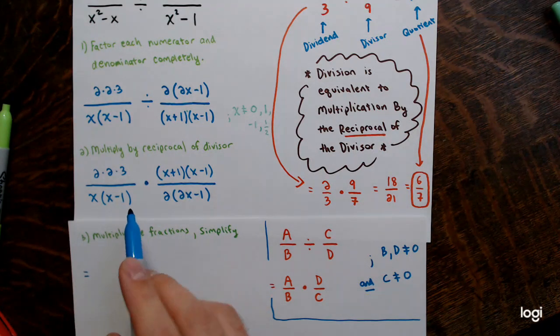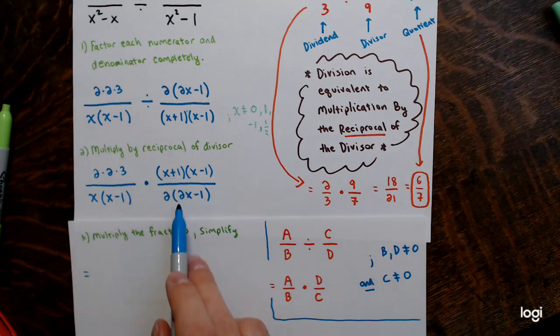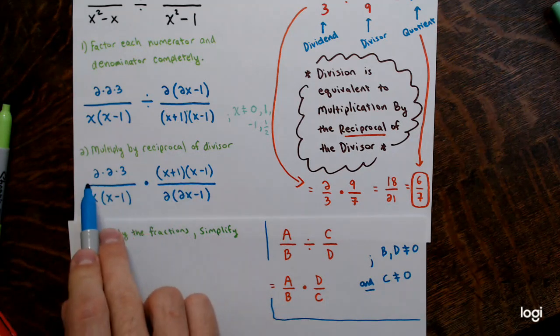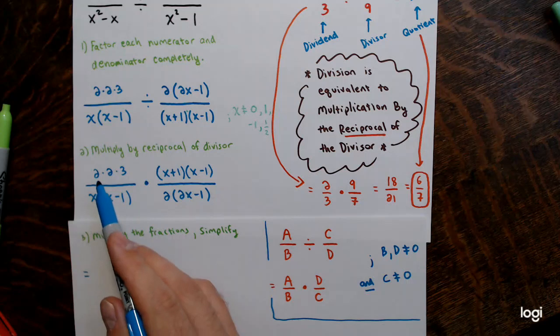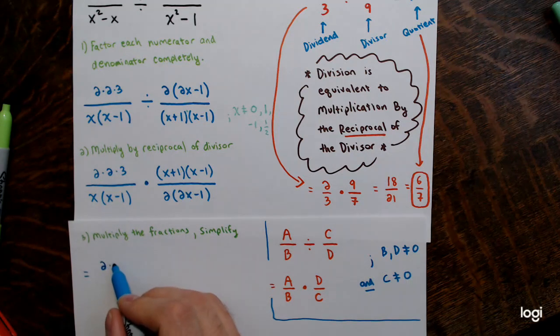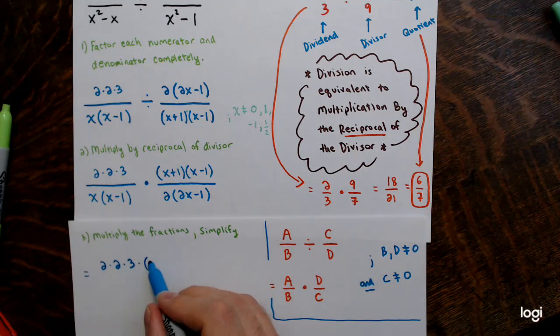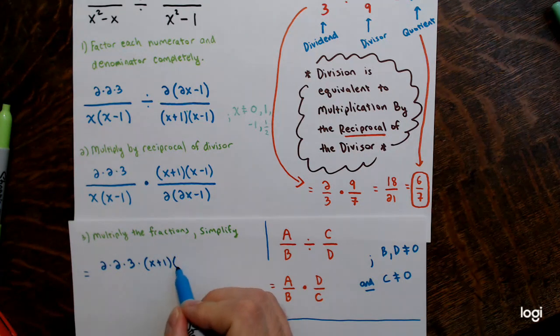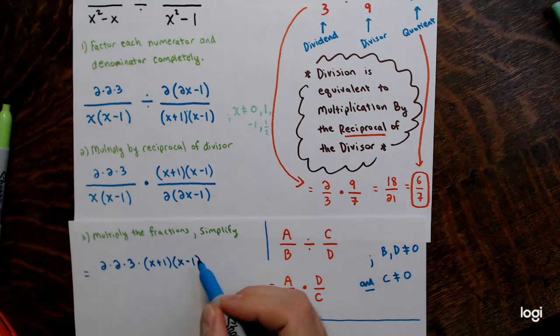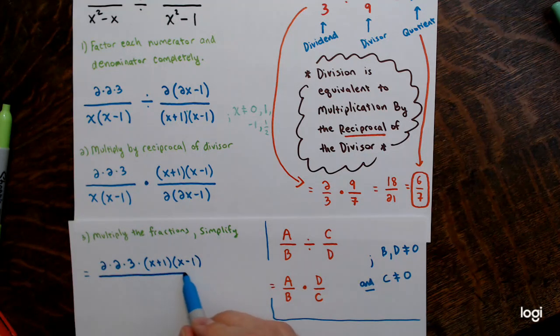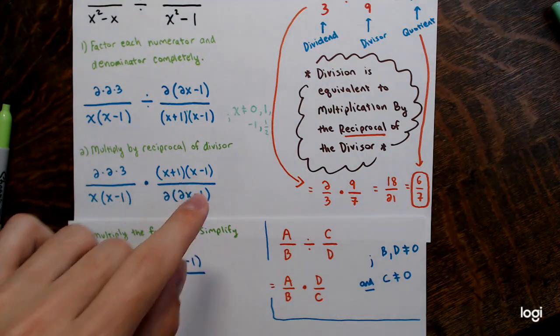All right, so this fraction times this fraction. Again, you just multiply the numerators, and all I'm really doing is listing the factors. We have a factor of 2 times another factor of 2 times 3 times x plus 1 times x minus 1. All those are the factors of the numerator. That's what you get when you multiply the numerators.